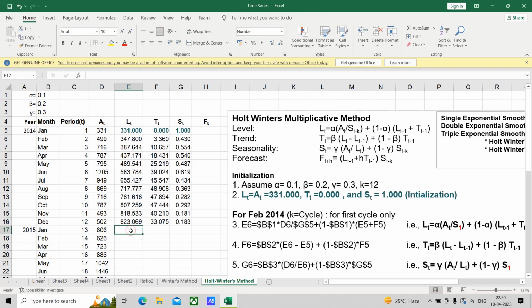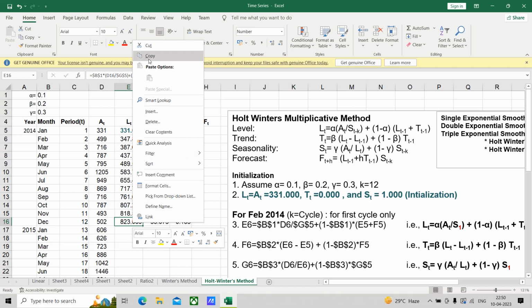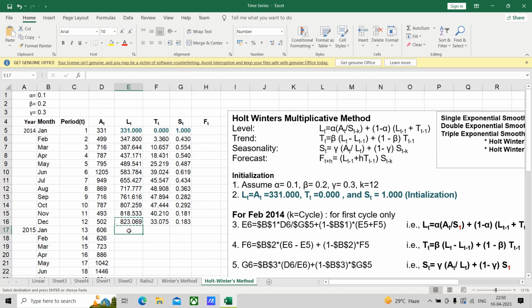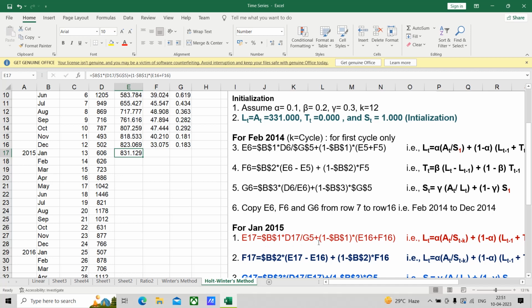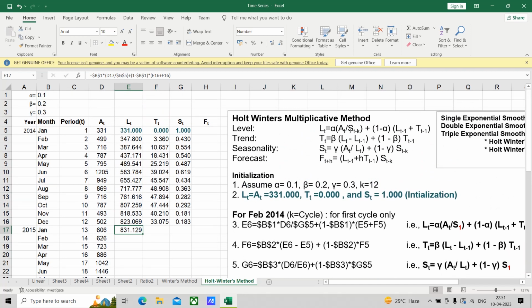So in this formula, if we copy this formula in this cell, then this formula is denoted in the formula bar, and at this place for this cell, I mean E17, for E17 we will use this concept, and at this place the T minus 1 is available.